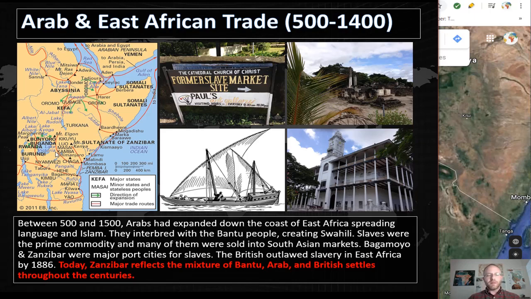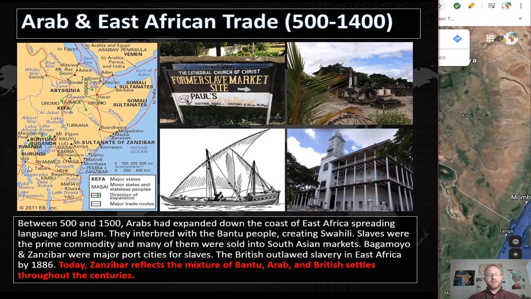Slaves were the primary commodity, and many of them were sold into the South Asian markets. Bagamoyo and Zanzibar were major port cities for slaves. The British would eventually outlaw slavery in East Africa in 1886. Today, Zanzibar reflects the mixture of Bantu, Arab, and British settlements throughout the centuries.